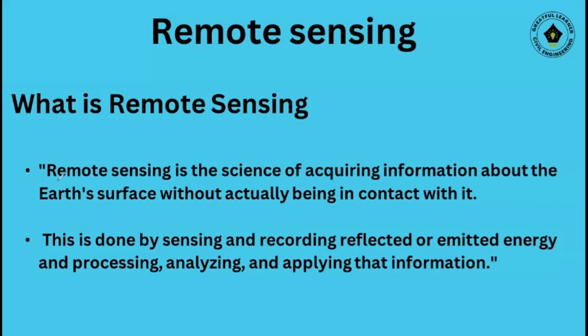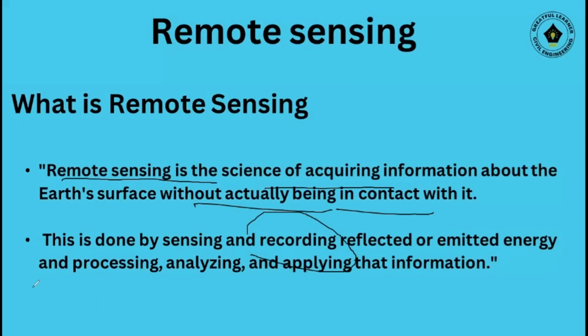Remote sensing is the science of acquiring information about the earth surface without actually being in contact with it. This is done by sensing and recording reflected or emitted energy, and processing, analyzing and applying that information. The main work of remote sensing is processing, analyzing and applying that information.